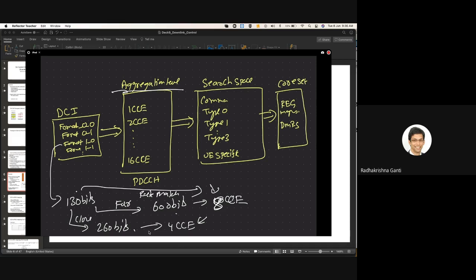Generally, what happens is a base station allocates higher aggregation levels to the UEs with lower SNR, for the same format. Of course, if they require more data, they'll allocate a higher aggregation level. But in general, a higher aggregation level is allocated to UEs with lower SNR so that they can recover the data with the lower SNR.